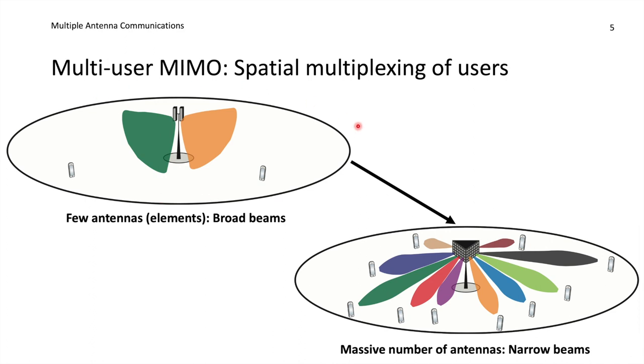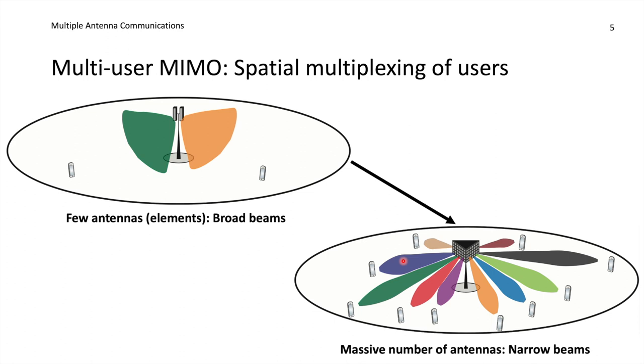But with multi-user MIMO, particularly massive multi-user MIMO, you have a large number of antennas, which enables you to direct narrow beams towards users, and therefore you can serve multiple users at the same time, even if you are dividing your cell into three different sectors, which is very common in practice. Within each sector, you can send multiple beams towards users in different directions, and thereby increase the total traffic capacity in your cell.